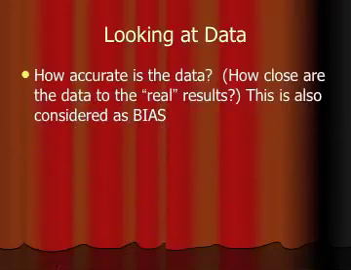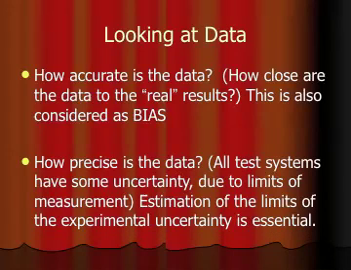Okay, so looking at data again. Let's assume that you have gathered data, you have done your experiment and you have your data. Now you need to know how accurate your data is. That means how close are the numbers that you got to the real results. And this accuracy is also known as bias. You can say how biased is your data or how accurate is your data. Okay? How precise your data is is also another important question that you need to ask when you are handling your data.